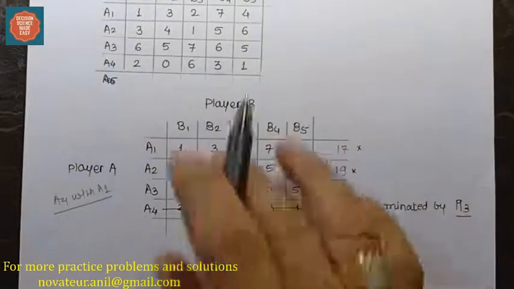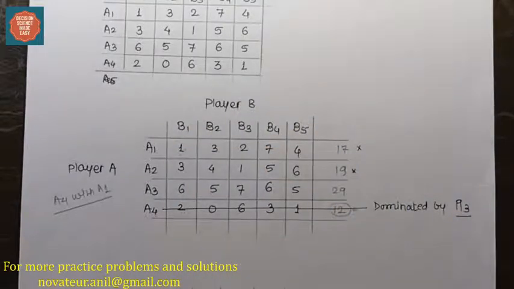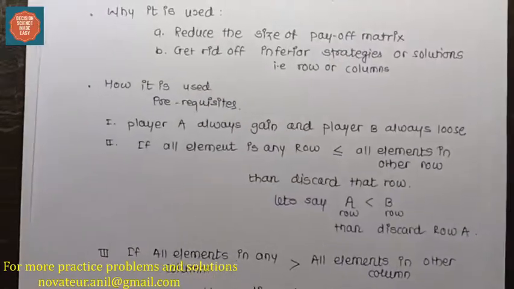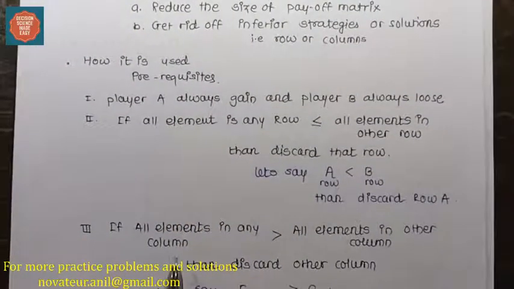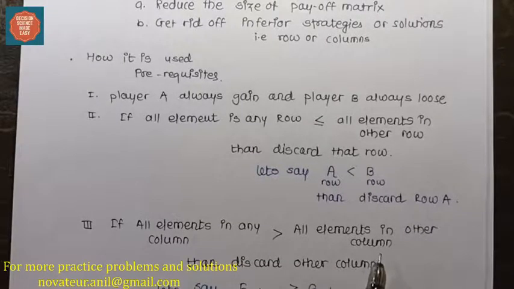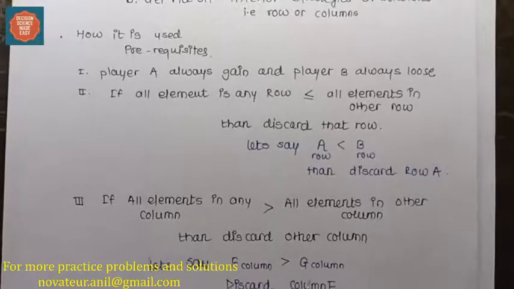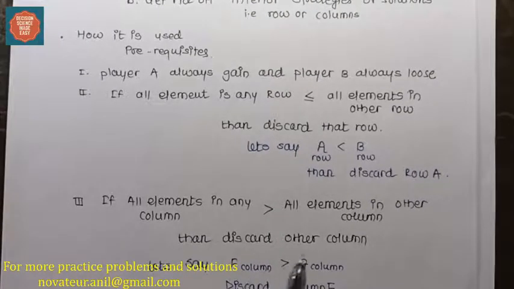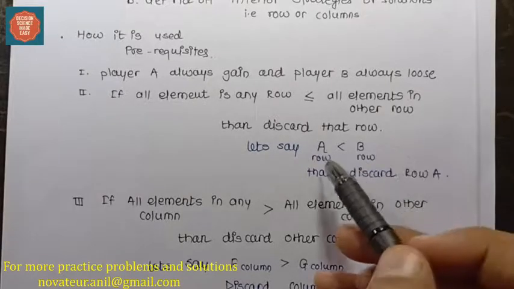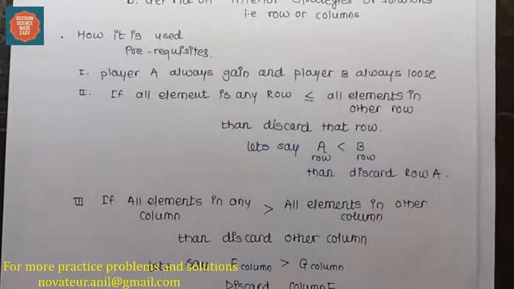So let's discard. Now do the same operation column wise, because it says that if all the elements in any column are greater than or equal to all the elements in another column, then we are going to discard the column. For example, let's say there's an F column and a G column. If all the elements of the F column are greater than the G column, then we have to eliminate G. Here we eliminated the row, and here we are going to eliminate the column which has a higher value, not the column which has a lower value.